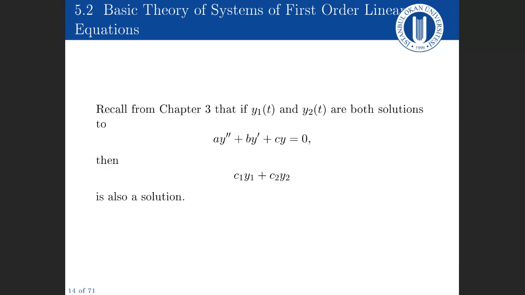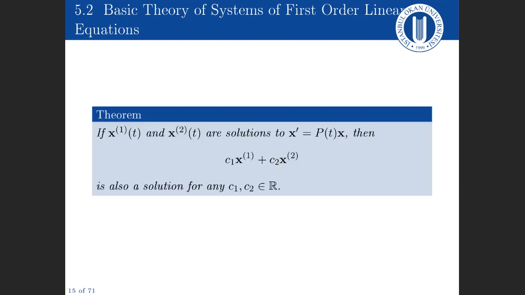You also recall from chapter three, when we looked at second and higher order equations, that if y1 and y2 are both solutions to a linear differential equation, then every linear combination of them is also a solution. We have the same property for linear systems. If we know that x(1) and x(2) are both solutions to our system of linear differential equations, then every linear combination of x(1) and x(2) is also a solution.